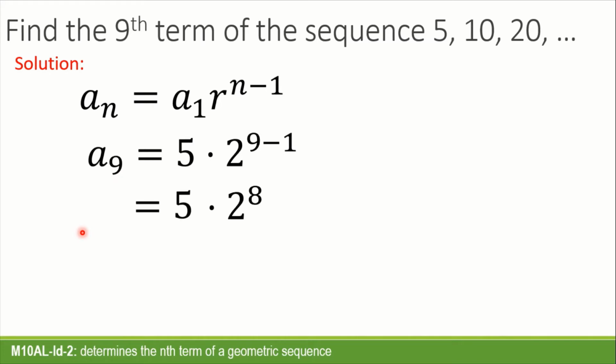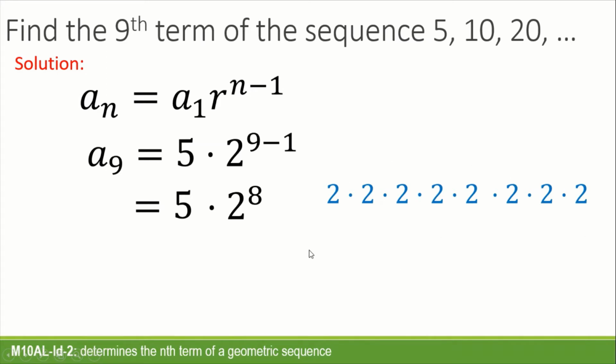Next is we simplify the exponents. So ang mangyari, we have 5 times 2 raised to 9 minus 1 is 8. Anong ibig sabihin ng 2 raised to 8? Ang 2 raised to 8, hindi siya 2 times 8 na 16. Ang ibig sabihin ng 2 raised to 8, so the exponent would tell you how many times would you multiply the base to itself. So ang 2 raised to 8 is 8 beses imo-multiply ang 2. So 2 times 2 times 2 times 2 times 2 times 2 times 2 times 2. So 8 beses.